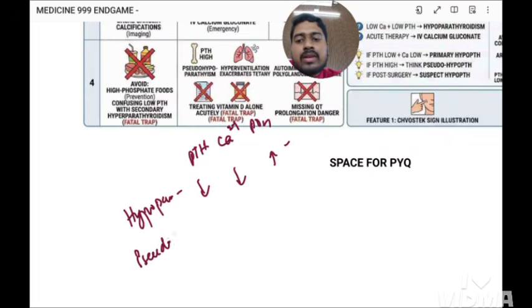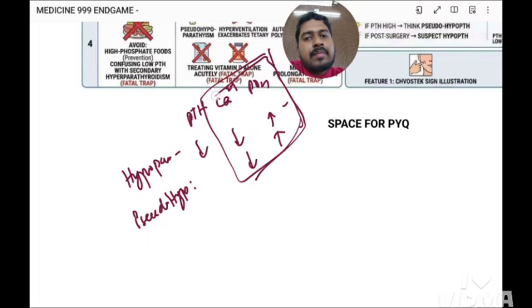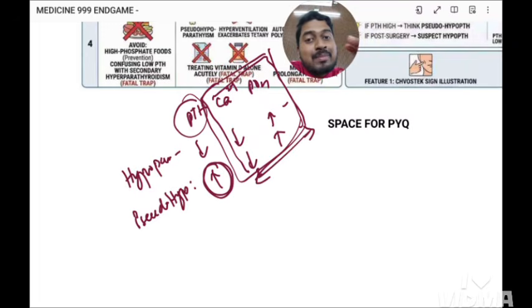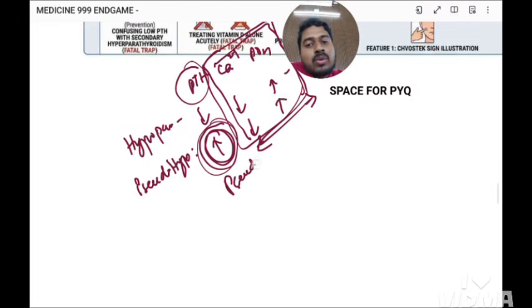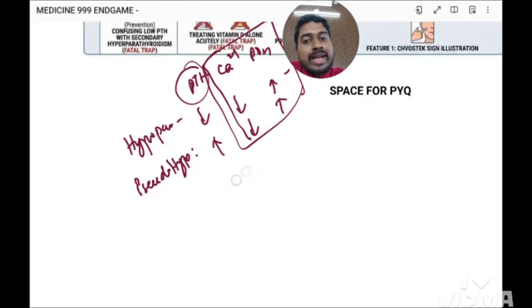In pseudohypoparathyroidism there are various types also. In pseudohypoparathyroidism, calcium is low and phosphate is high, just similar to hypoparathyroidism. But paradoxically, PTH levels are high. So even though everything fits hypoparathyroidism, still PTH is high. This is the reason it is known as pseudohypoparathyroidism. Got my point? So this is the basic difference between hypo and pseudohypoparathyroidism, and why it happens, we'll keep aside and review in pediatrics.